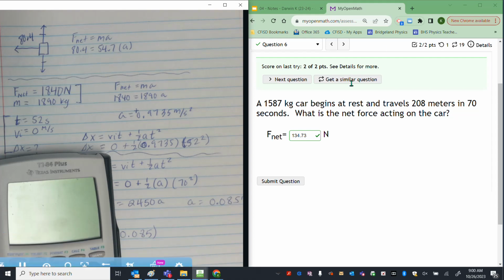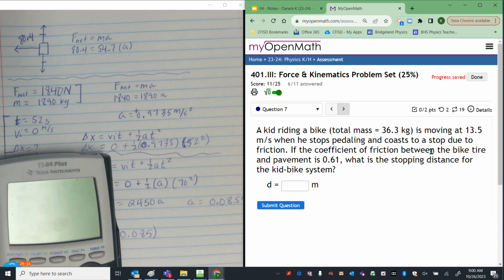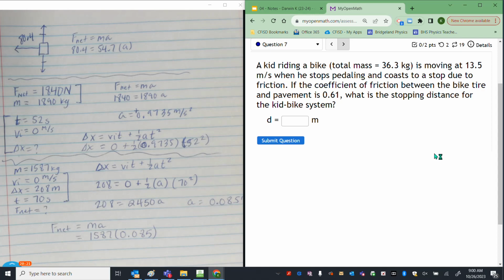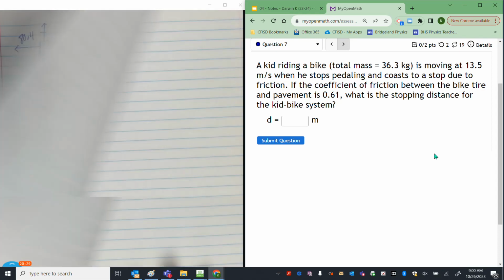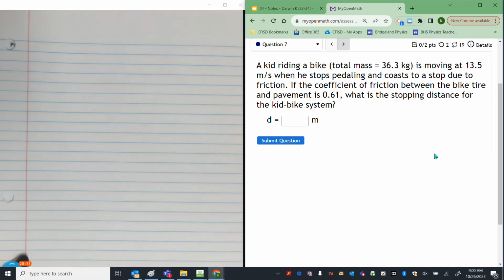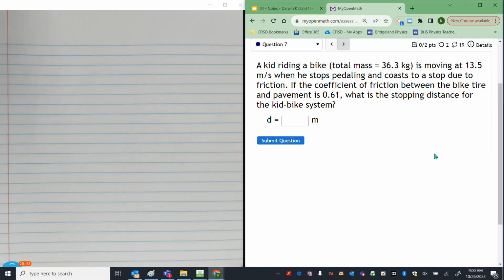Okay, so let's look at number 7. Again, this is 4.1.3, Force and Kinematics problem set. Number 7 says, a kid riding a bike with a total mass of 36.3 kilograms is moving at 13.5 meters per second when he stops pedaling and coasts to a stop due to friction. If the coefficient of friction between the bike tire and the pavement is 0.61, what is the stopping distance for the kid bike system?